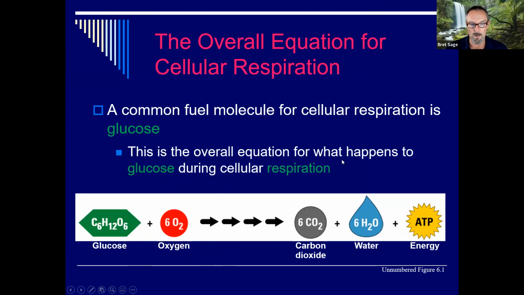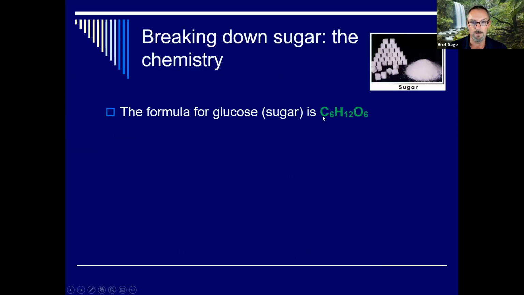This is the overall equation for what happens to glucose during cellular respiration. Please note, if you don't see these numbers out front, the 6, 6, and 6, it's still a proper chemical equation. It's just not balanced. So if you don't see these coefficients, these big 6s, it's still correct, and I'll show you. Okay, the formula for glucose again is C6H12O6.